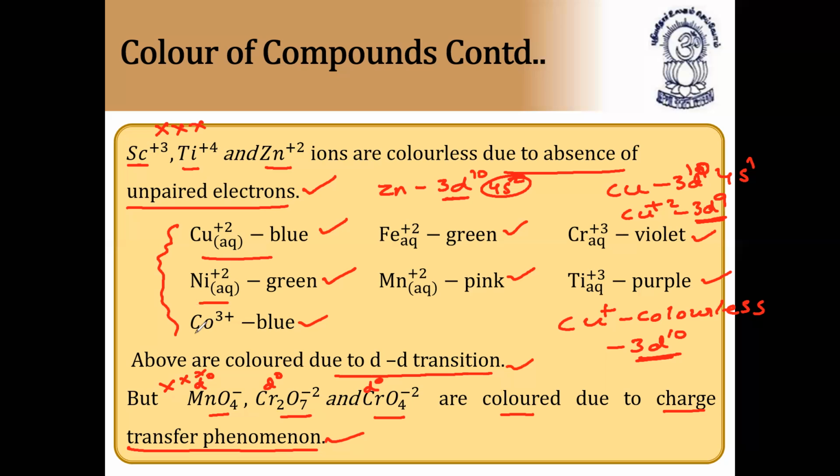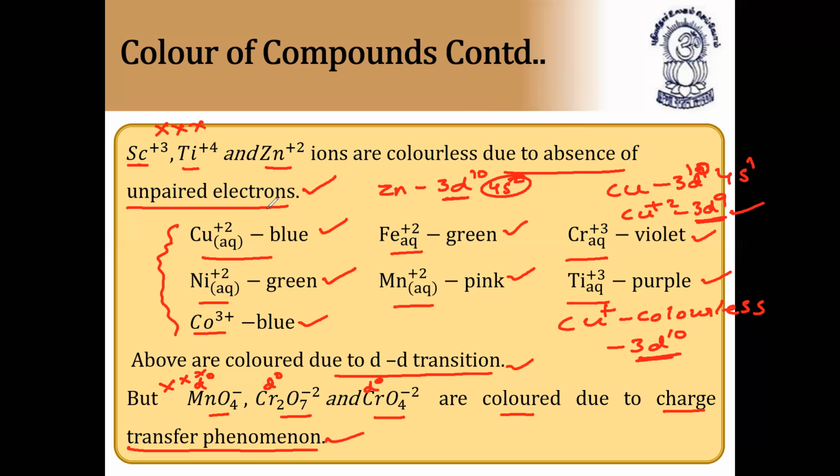In all these ions, we have unpaired electrons. That's why they are exhibiting color. You can see the configuration of these. After losing two electrons, copper becomes 3d9. Cu2+ is 3d9, meaning it has one unpaired electron. Like that, Fe2+ will become 3d4. So like that, you will definitely have color. They exhibit colors.